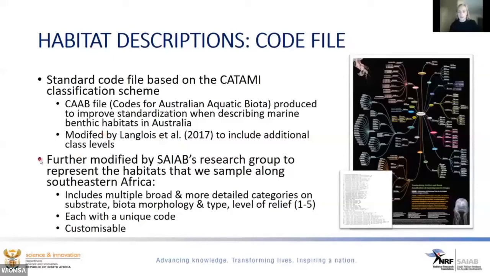At SciAb, our research group worked together to modify the file slightly further to ensure that it represents the habitats that we sample along the southeastern African coastline. So our code file, which looks something like this, is basically just all the categories listed along with a unique code. It includes multiple broad and more detailed categories on substrate, biota, morphology, and type. And then it also includes a level of relief, so 1 being very flat and 5 being very complex. Like I said, these code files are customizable.